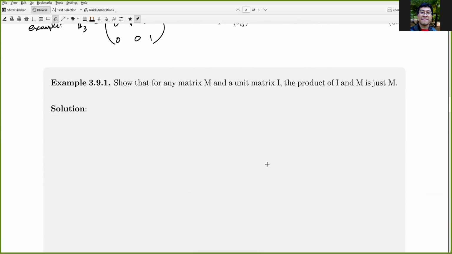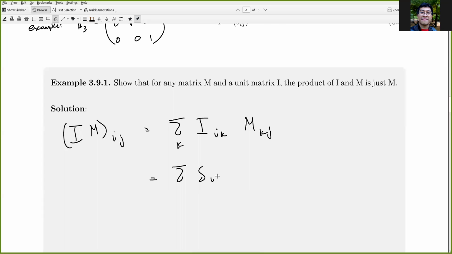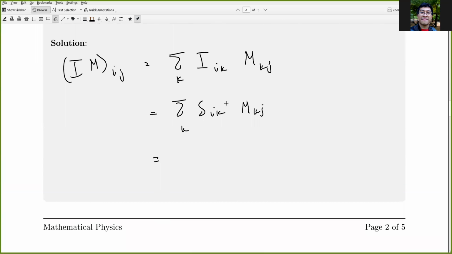Show that for any matrix M and a unit matrix I, the product of I and M is just M. So our notation for the product IM of an element ij, we can write this in summation form as the sum over k of the ikth component of I and the kjth component of M. Okay, so here this I is just the Kronecker delta ik. We can separate this into two parts.